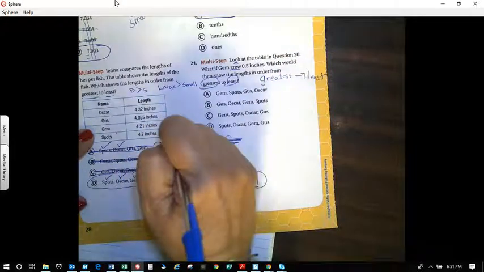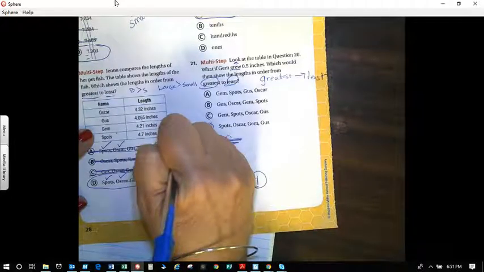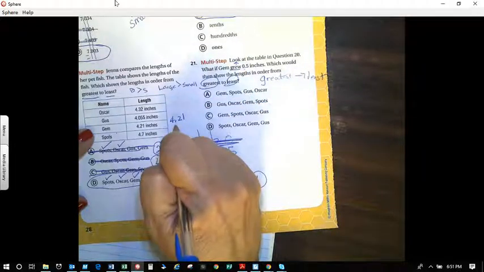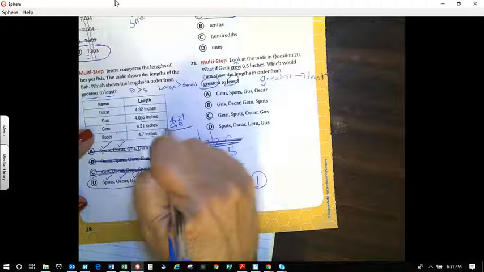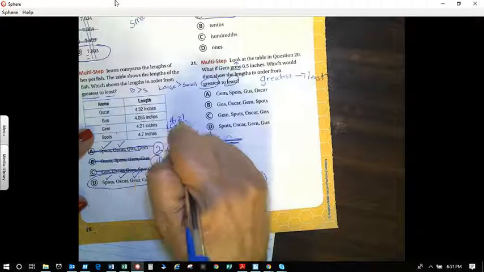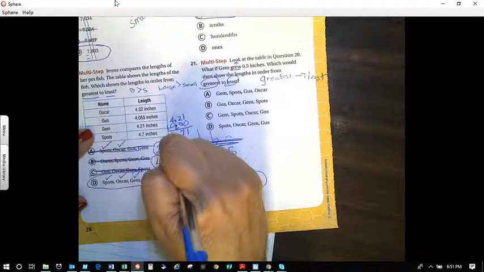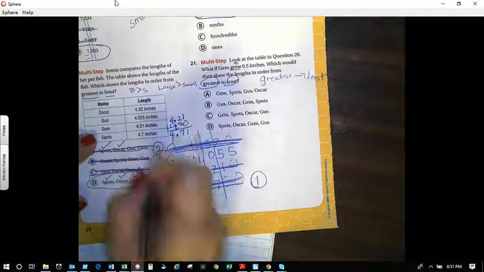So I'm going to add 4 and 21 hundredths. And then remember, when you're adding, this is not new for you. We need to line up our decimals. 0 is my hero. 1 plus 0 is 1. 5 plus 2 is 7. I'm bringing down my decimals. 4 plus 0 is 4. So now he would be at 4 and 71 hundredths. That would be his new number.